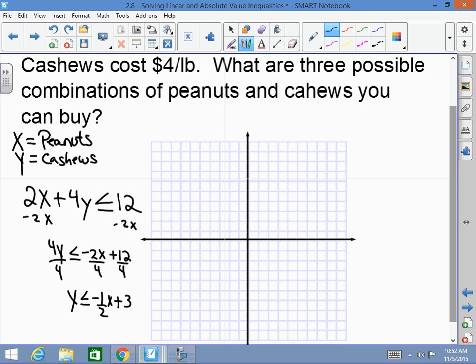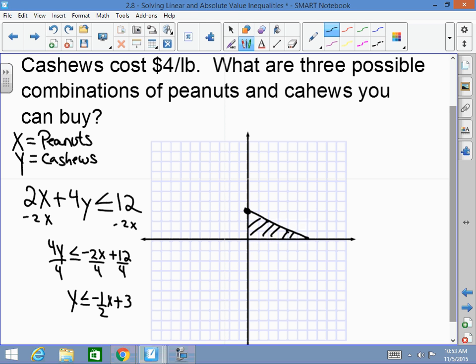What's my y-intercept? 1, 2, 3. What's my slope? Down 1 over 2, down 1 over 2, down 1 over 2, and I stop. Why do I stop right there? You can't have negative peanuts or negative cashews. So you have a solid line, above or below? Below.